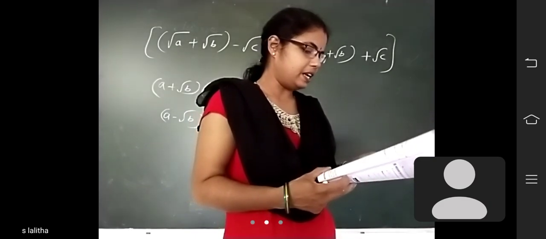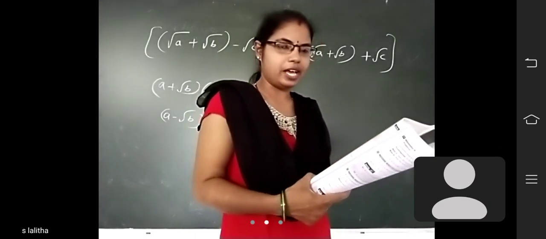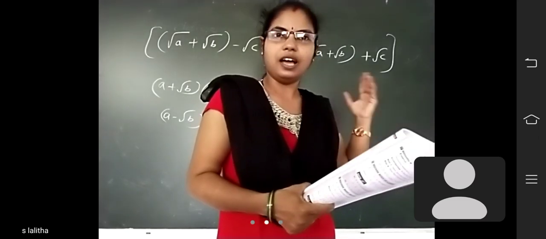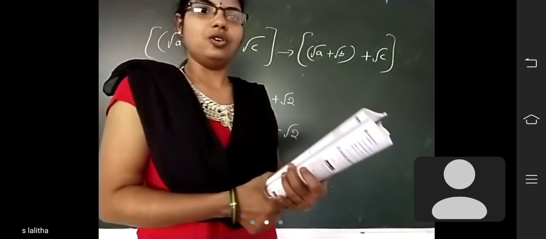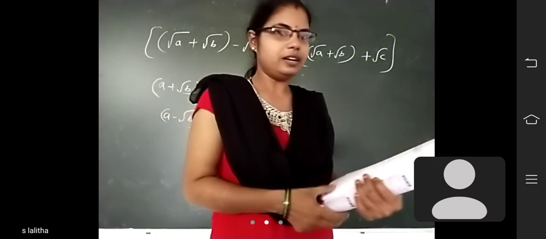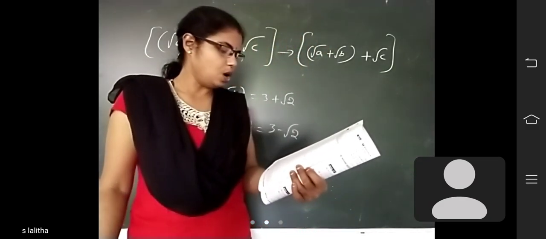Next, second, third, fourth, they are given and you have to find the rationalizing factors. Yesterday I already told you the formulas. You have to use those formulas, and you can find the rationalizing factor. Next one, geometric mean.